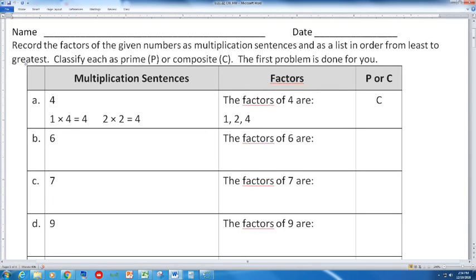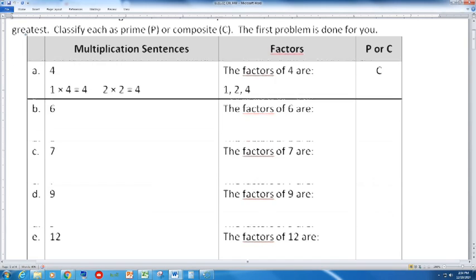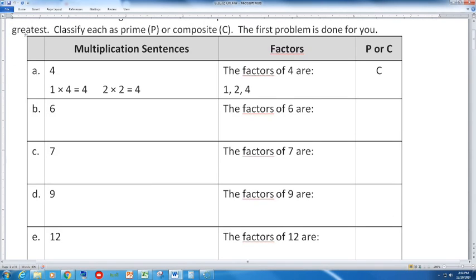Today we're going to be working on factors and finding out if they're prime or composite. As a reminder, prime is any number that's only divisible by itself and 1. So there are only 2 factors. And then composite is everything else. As a little hint, the only prime even number is 2. All other numbers that are even are composite.